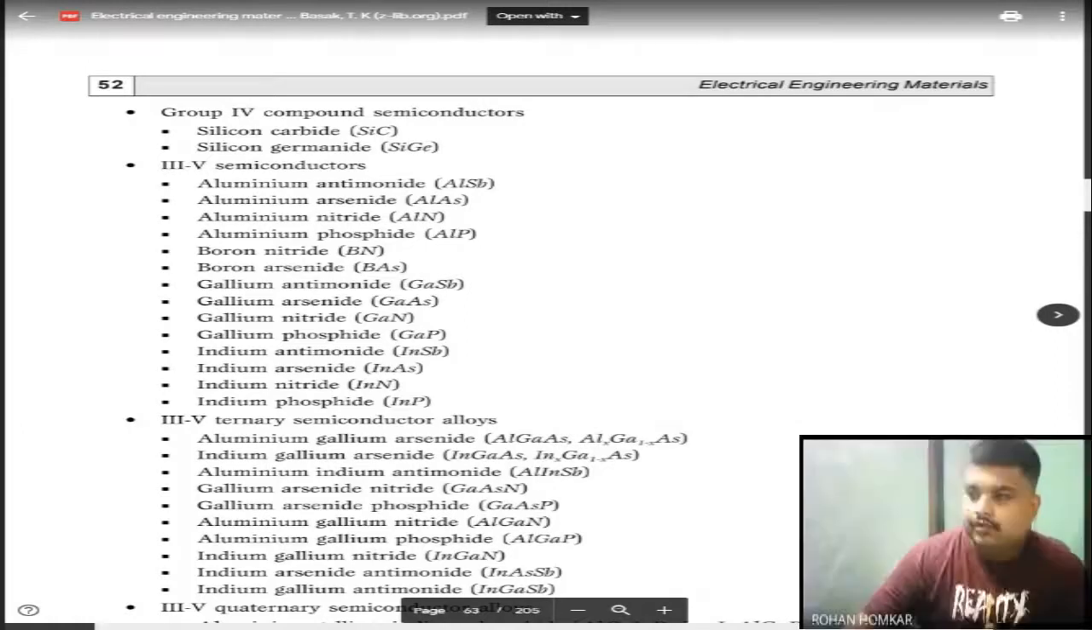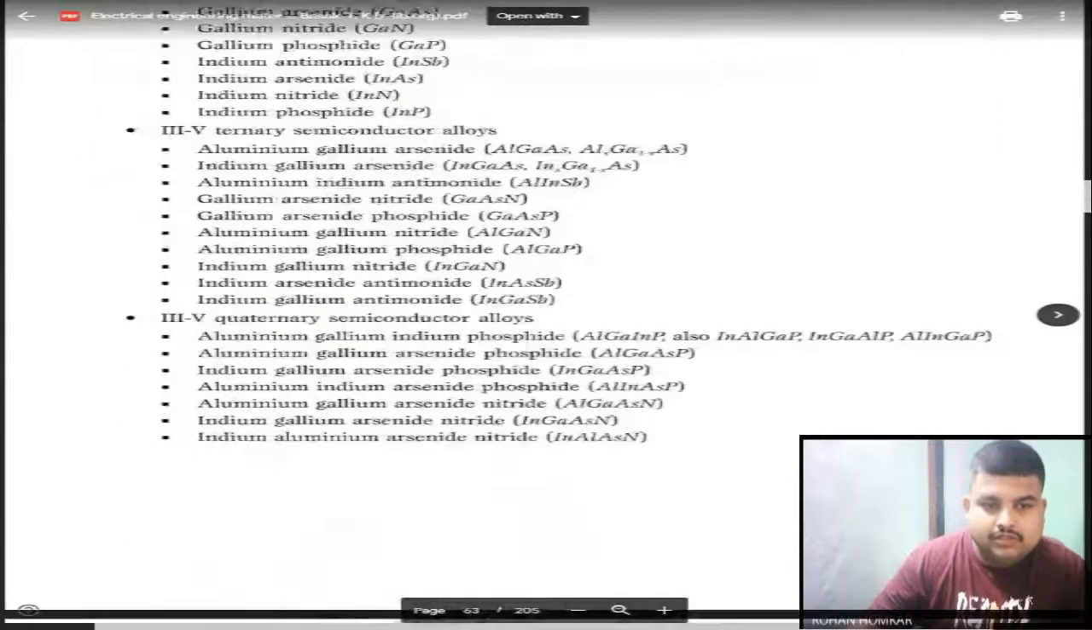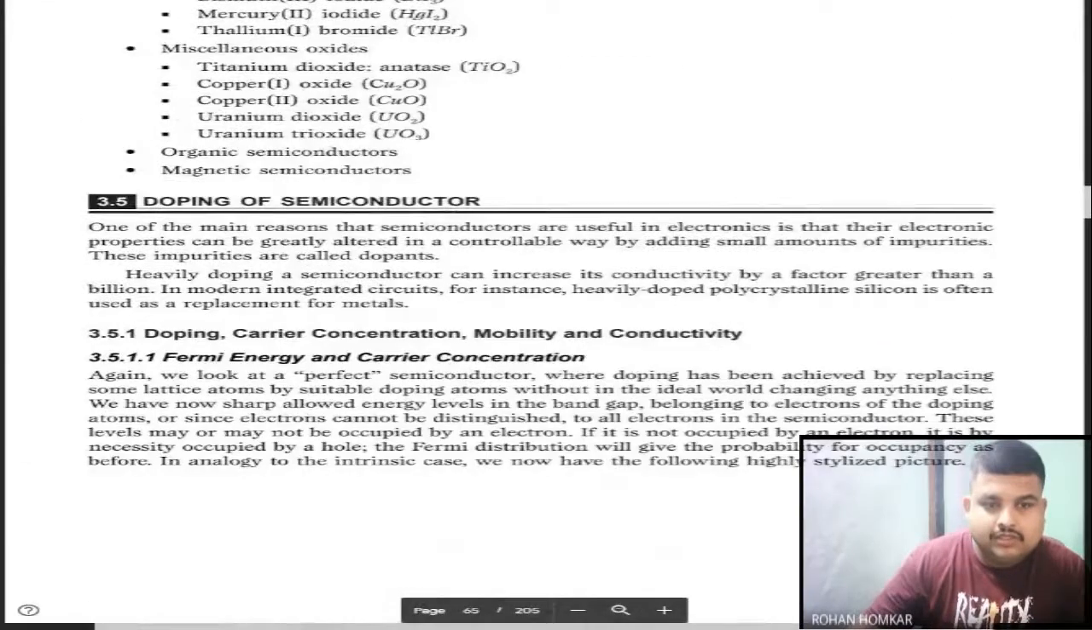Also, I will be sharing this PDF with you in the Google Classroom. So make sure you write down this complete list in your assignment. So this is the introduction and this is a list of materials. So all the types of materials are there. The list is very big.